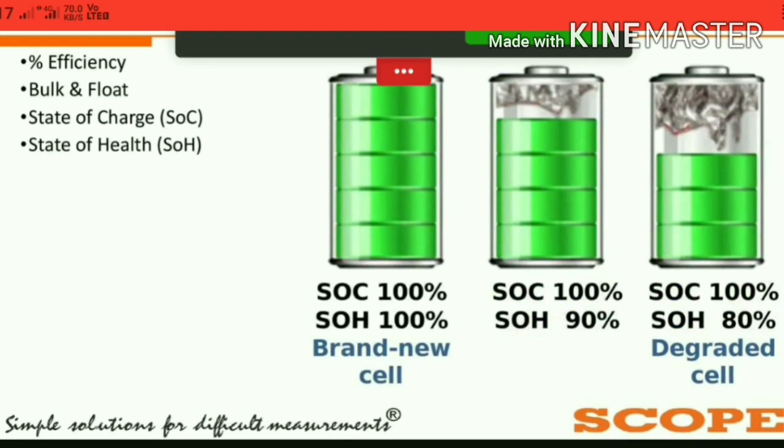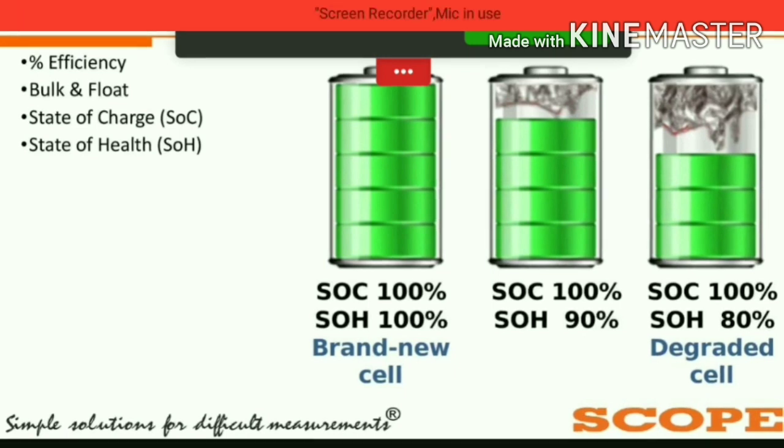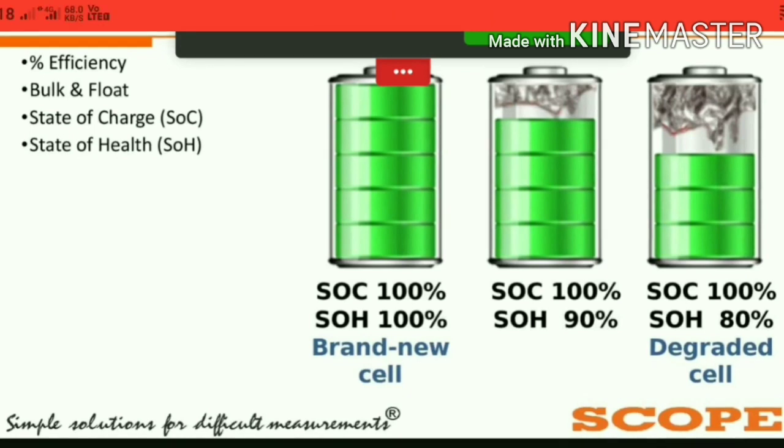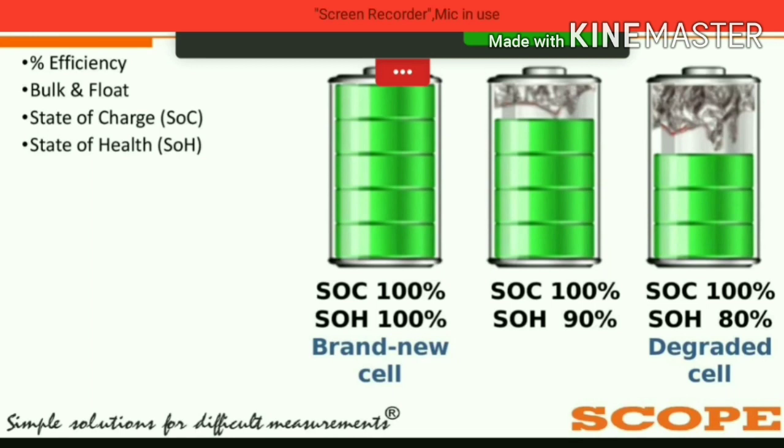Now, what is state of health? The state of health is the present capacity of the battery with respect to the brand new cell capacity. That is the ratio of the present capacity level and the new cell capacity level. So in case of a brand new cell, you can see the state of charge is 100% and the state of health is also 100%.